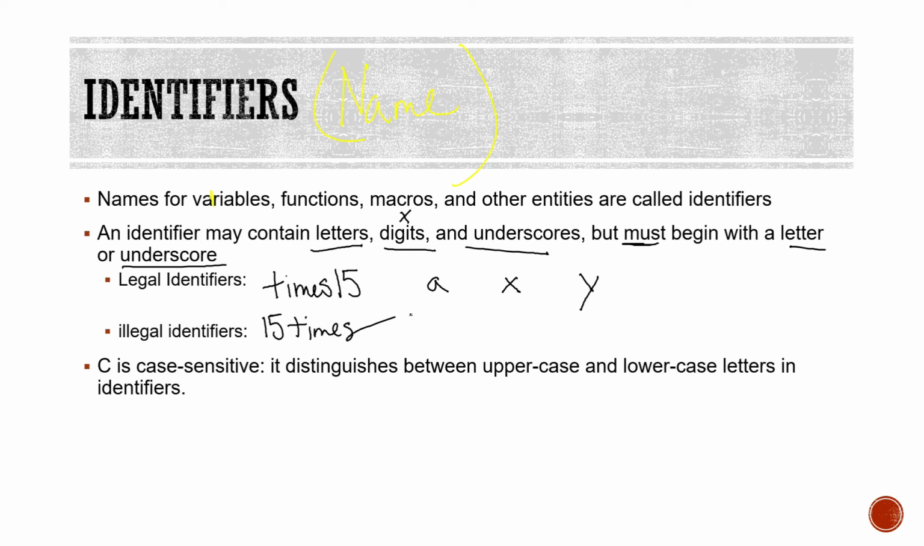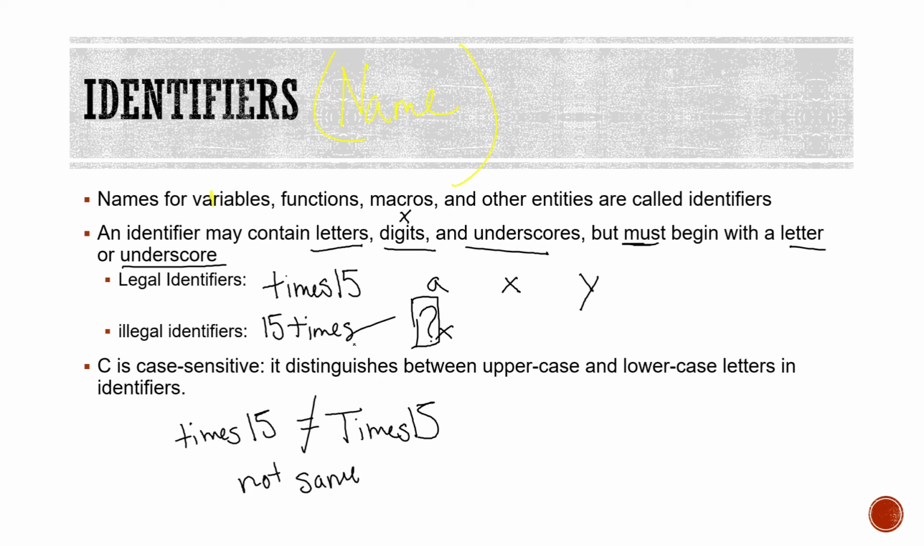Another illegal identifier would be something with a question mark and an X, because this is not legal in any sense of an identifier. And be careful because C is case sensitive. So times15 is not the same as Times15. These can be two different variables, because C is case sensitive, so it'll view it as a different variable.